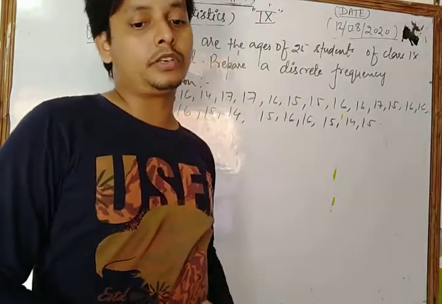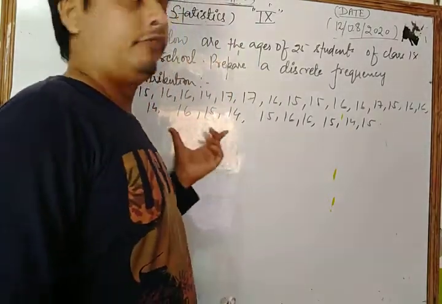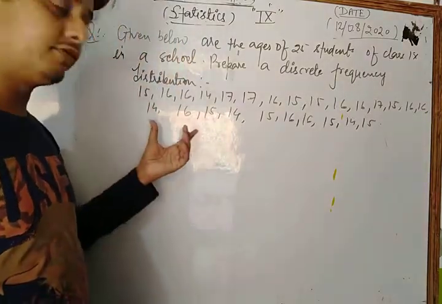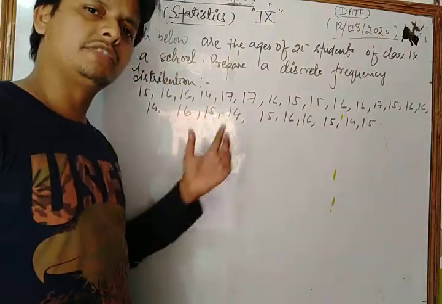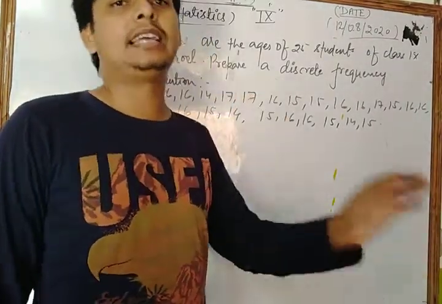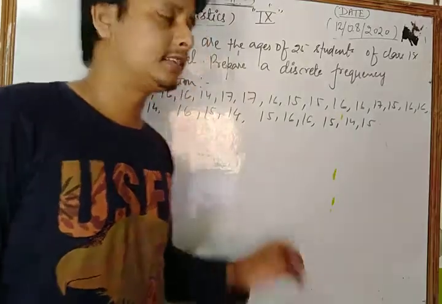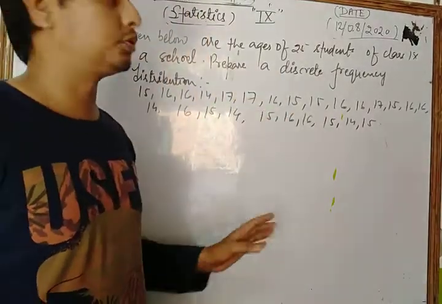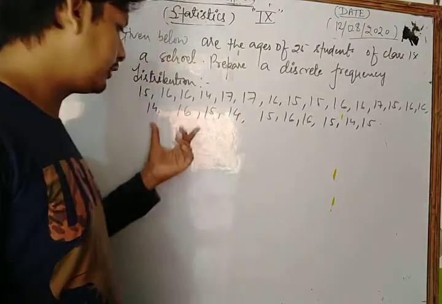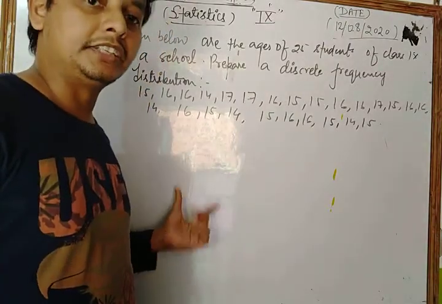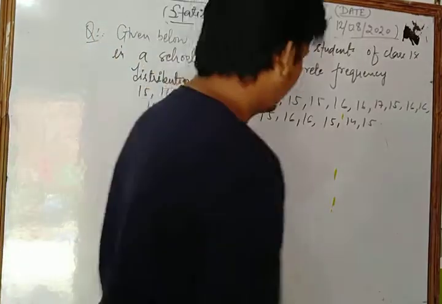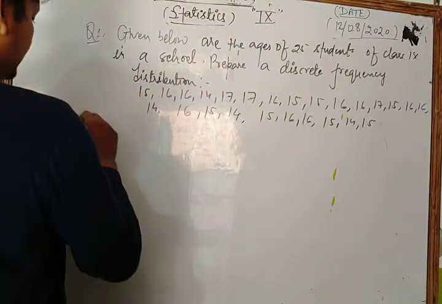In that type of question, yesterday I discussed that type of distribution. In the first column we write the variable that is given, like ages, weights, height, etc., as it is given in our question. Here the variable is what? Ages of 25 students. So in the first column we write ages, in the second we write tally marks, and in the third column we write the frequency. So first of all, in the first column, let's see its solution.